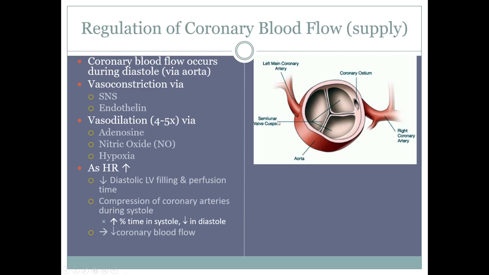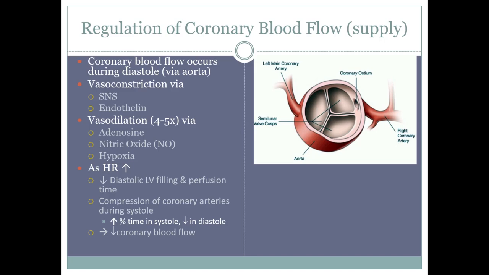The blood flow through those coronary arteries can be mediated by some of the same things we talked about before. So largely, vasoconstriction is going to occur through the sympathetic nervous system. So through the alpha-1 receptor of epinephrine as a mediator, or maybe even norepinephrine as a mediator.